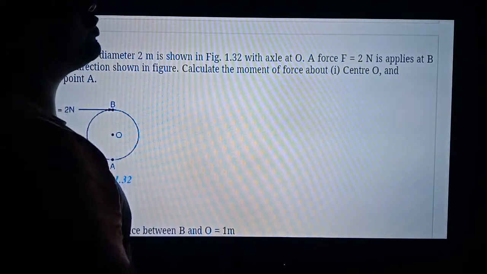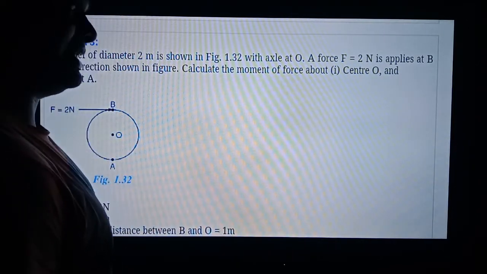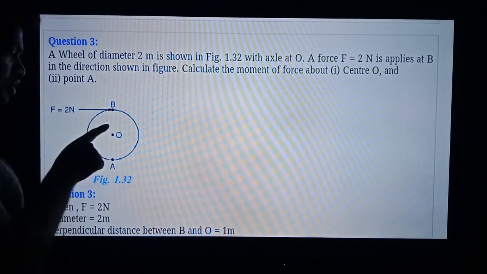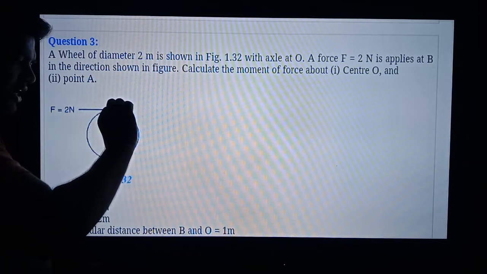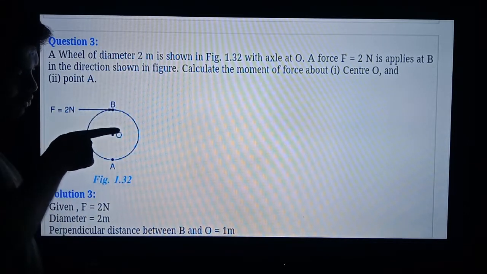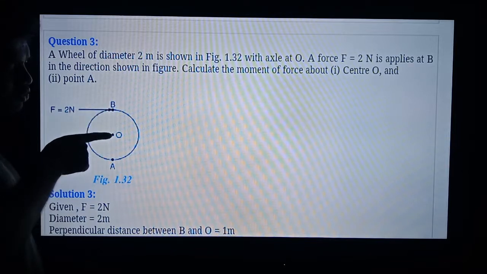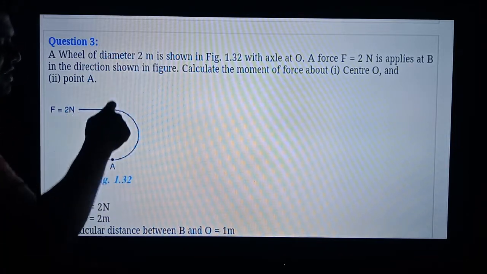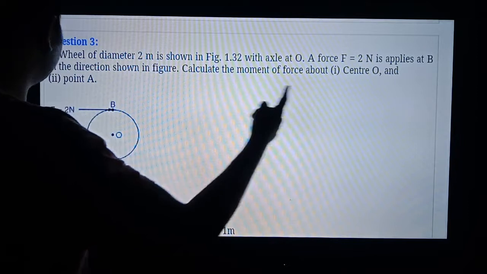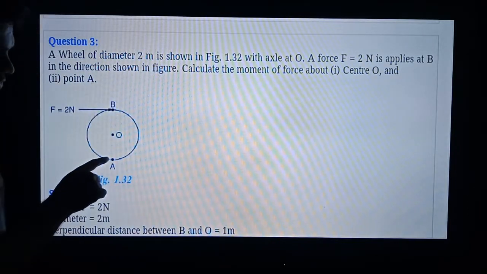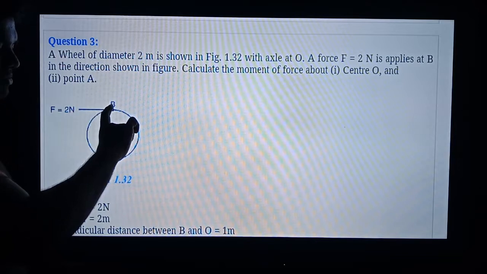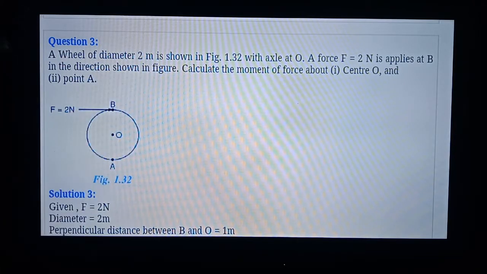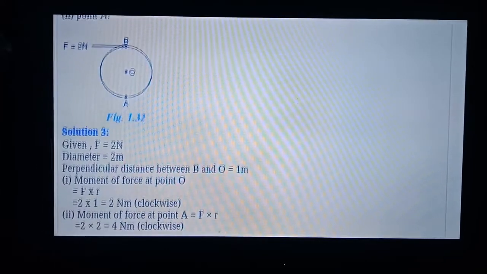Calculate the moment of force about number 1, the center, means about this. So the force is acting at B. In the first part you have to calculate the moment of force about O. The distance from O to B will be half of this distance, that is 1 meter. And second, at point A, if the point of rotation is at A, then the distance will be AB, that is equal to 2 meter. Now how to solve this problem? Let's see.